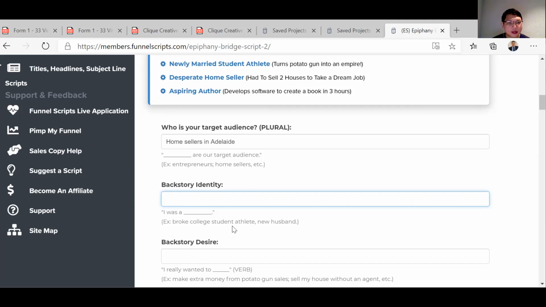So basically, your backstory identity means that. Okay, I'm simplifying this for you. Let's say I use a case study, so you understand what I mean.